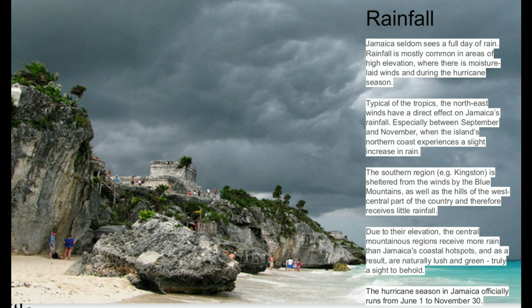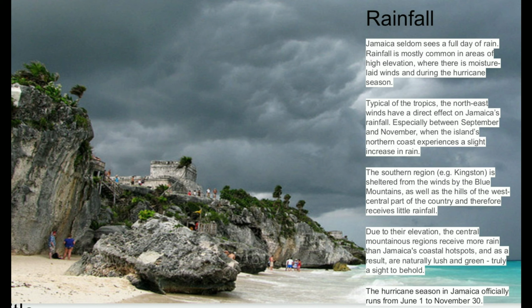Alright, so let's go into rainfall. If we know Jamaica, we know that we hardly see a lot of rain compared to other countries. But rainfall is mostly common in areas where you have high elevation, with areas that get moisture-laden winds, or during the hurricane season. So when we go on a hill or up in the mountains, we see that place being a bit more cloudy, having a lot more rainfall. And that is just because elevation influences rainfall.